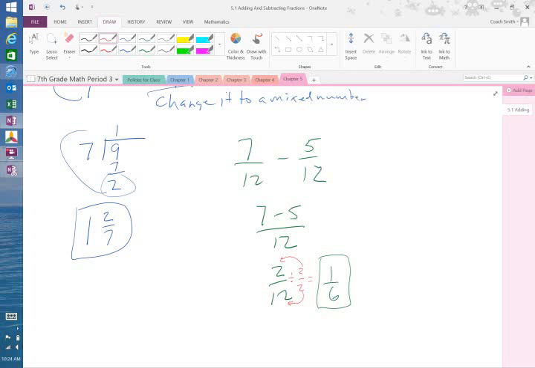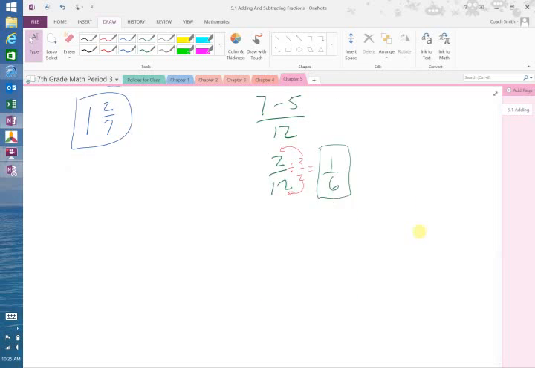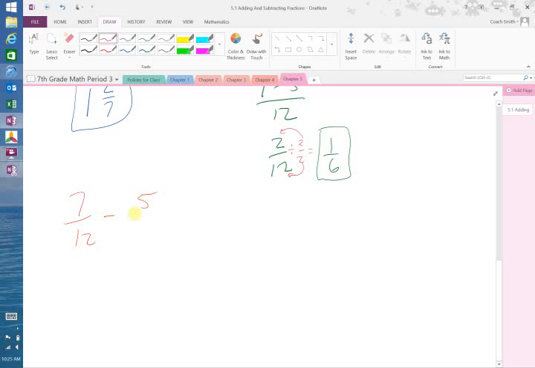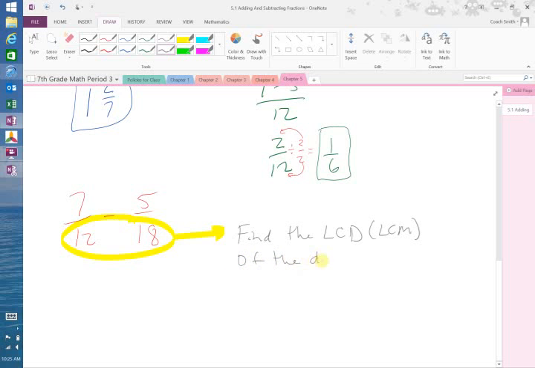Okay? All right, now, let's talk about if they don't have common denominators. For example, 7 over 12 minus 5 over 18. So they don't have common denominators. Well, we must make them have common denominators. We must make two equivalent fractions with the bottom number, the denominator, being exactly the same. So to do that, we have to find the LCD, least common denominator, also known as LCM, least common multiple, of the two denominators.